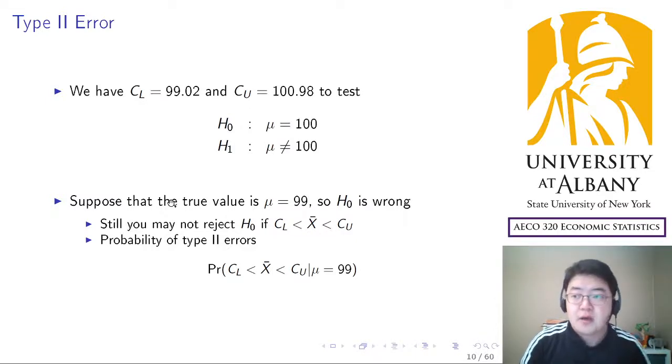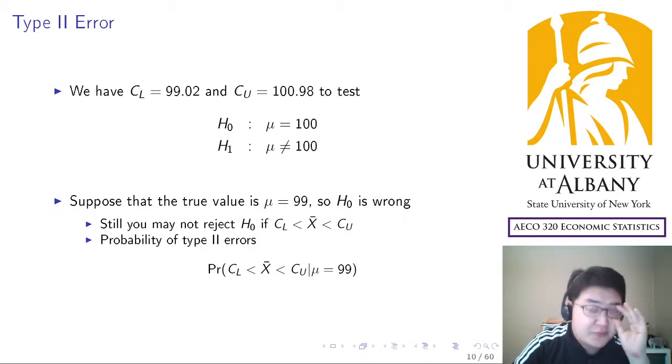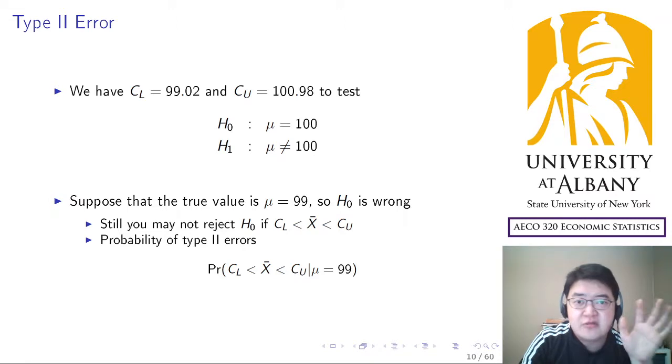Hello. Now we are going to consider type 2 error. Type 1 error is to reject a true null hypothesis, but type 2 error is not rejecting a wrong null hypothesis. So the truth is that the null hypothesis is wrong. So you had to reject it, but you could not detect the difference.